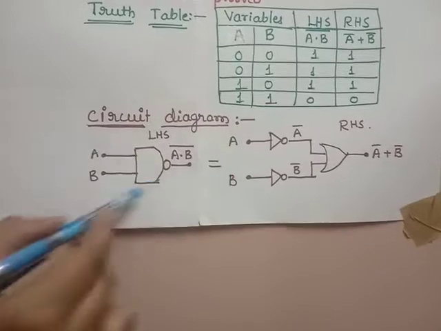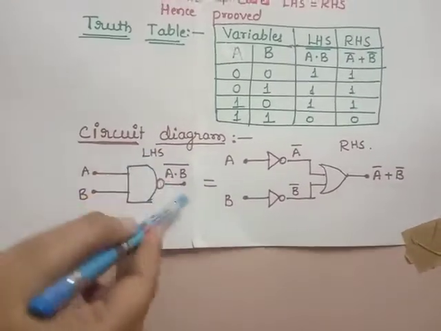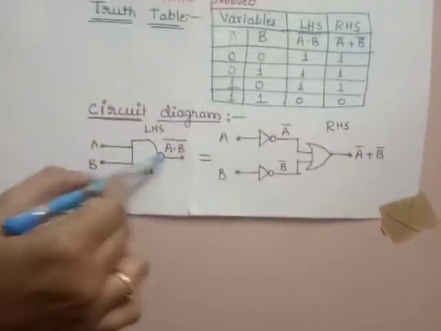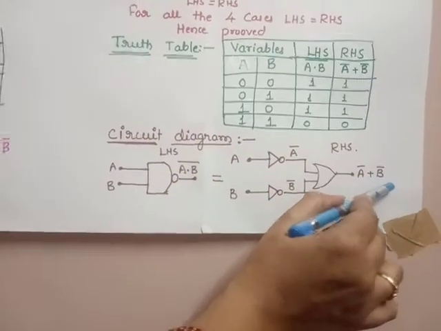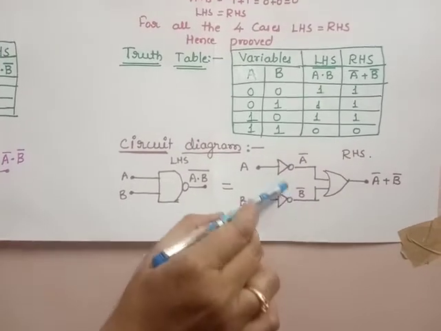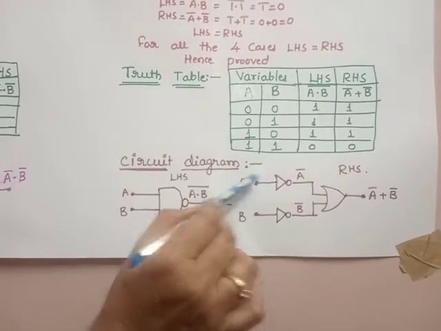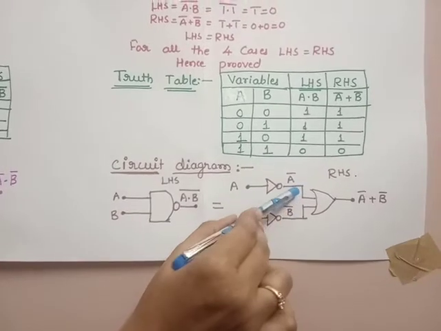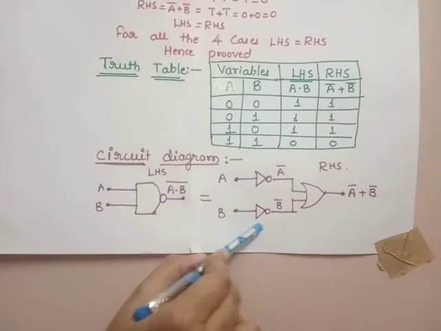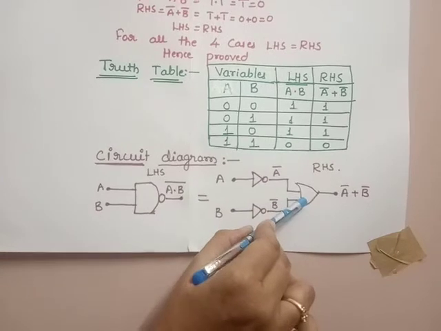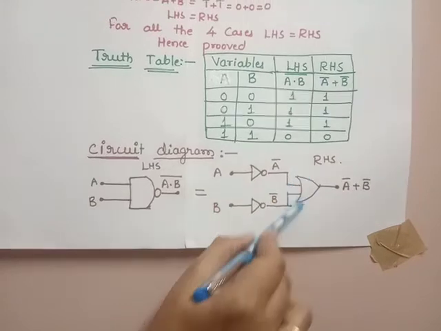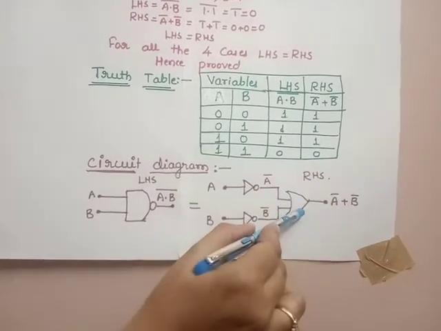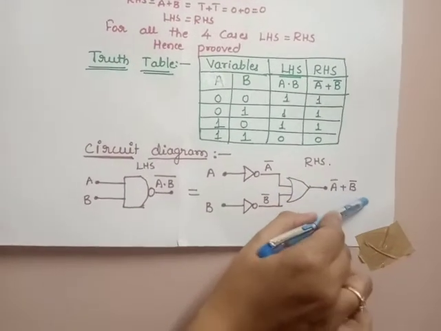Next, coming to the circuit diagram for second statement. A dot B whole bar is the Boolean expression for NAND gate. So here LHS requires one NAND gate. RHS is nothing but A bar plus B bar. We know that if we apply any input to the NOT gate, output of that becomes complement. So we use two NOT gates and output of those two are given to OR gate, because in between these two variables plus sign is there. So we have to apply these two inputs to OR gate. OR gate output is nothing but A bar plus B bar.